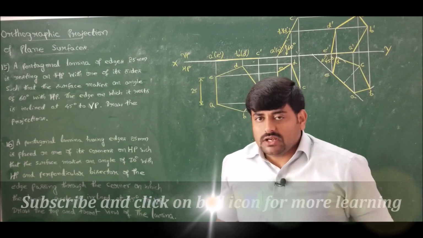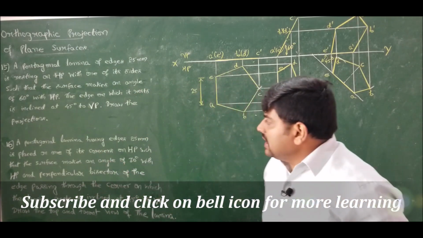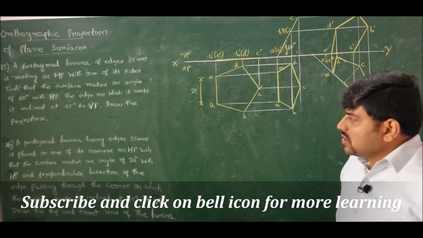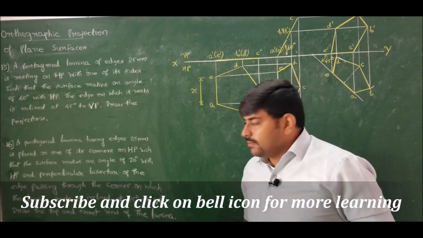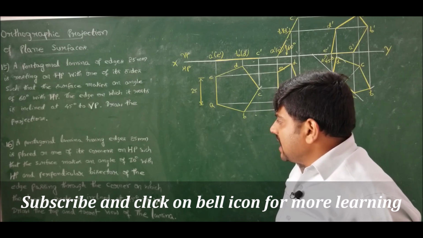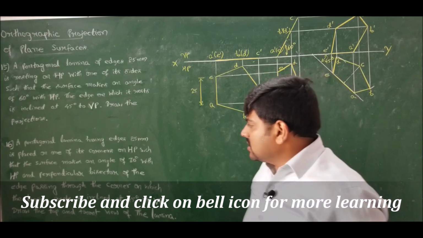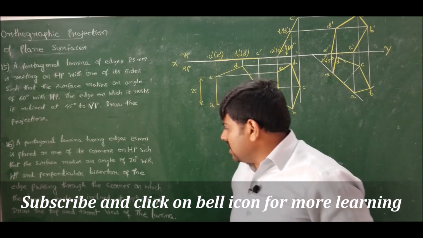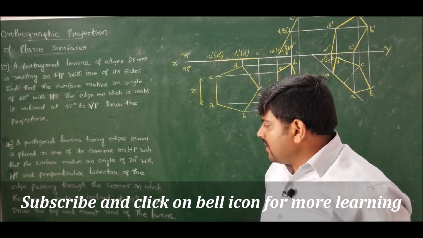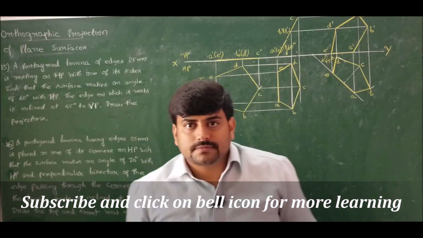The problem number 16 of our discussion states that a pentagonal laminae having edges 25 mm is placed on one of its corners on horizontal plane such that the surface makes an angle of 30 degree with HP and perpendicular bisector of the edge passing through the corner on which the lamina rests is inclined at 45 degree to VP. Draw the top and front view of the lamina.